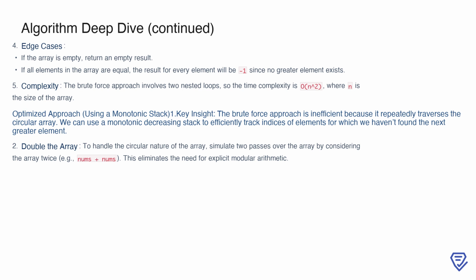The core insight here is that the brute force method repeatedly traverses the circular array, leading to redundant comparisons. Instead, by leveraging a monotonic decreasing stack, we can efficiently track indices of elements for which we haven't yet found the next greater element. Additionally, we simulate the circular nature of the array by considering the array twice, effectively doubling it. This allows us to avoid explicit modular arithmetic and simplifies how we process the data.